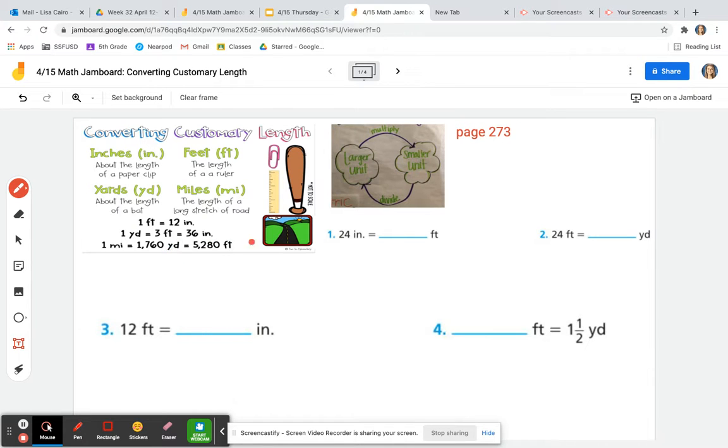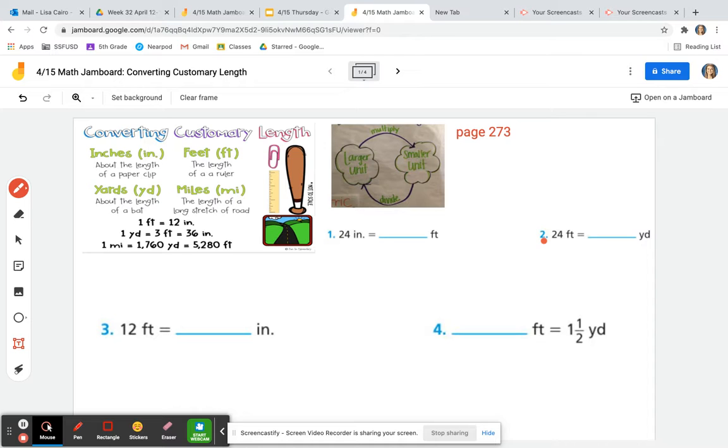Okay, let's use these conversions with some of these problems. Again, this is from page 273. What I'd like you to do is do this directly in your book so that you can use these equations as examples for you for future problems. Let's take a look at number 2. On this page, 24 feet is equal to blank yards.